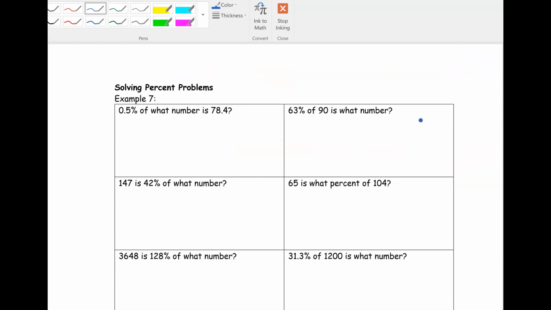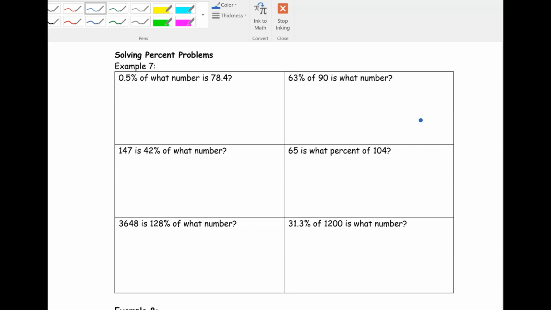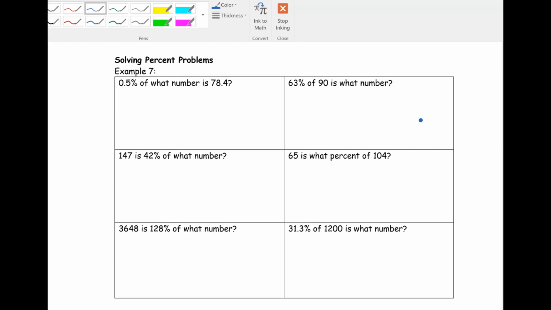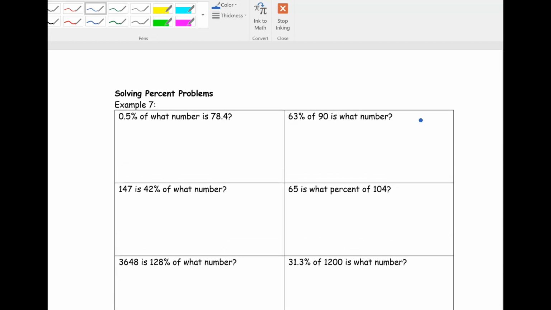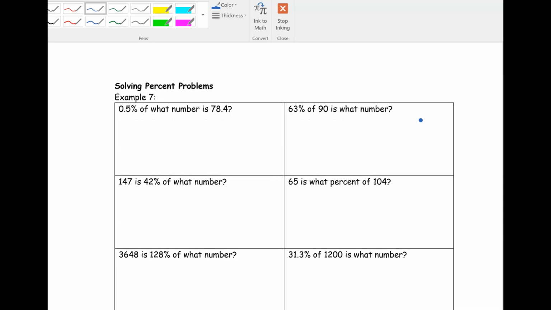Okay, so this next part, we're going to get into some harder problems. We're going to get into some percent story problems, and there are definitely many ways that you could approach these. I'm going to show you a couple, and they're by all means not the only methods that you can use, but just something to think about. I want to give you 3 different methods.